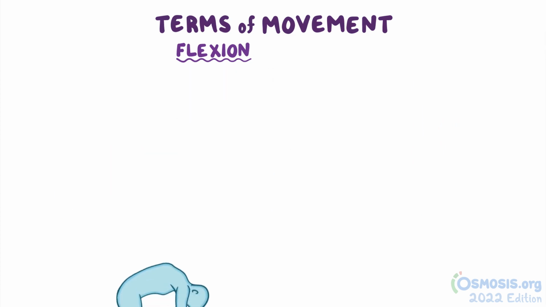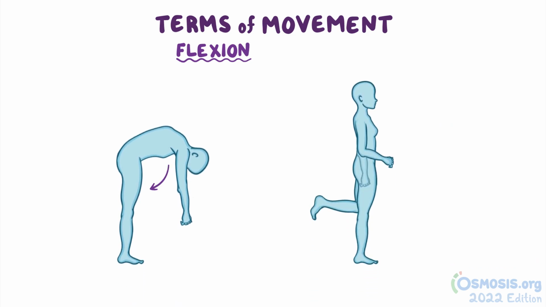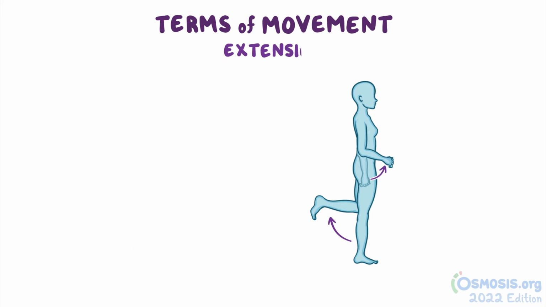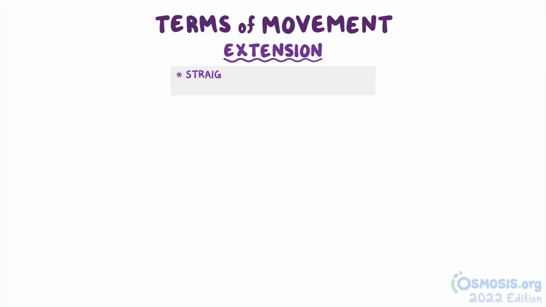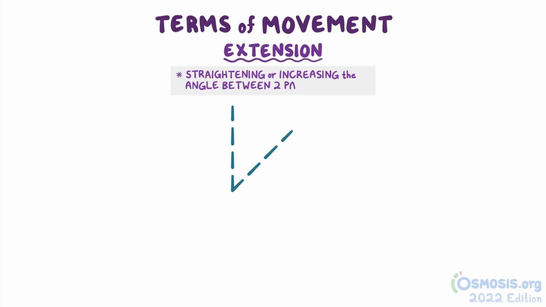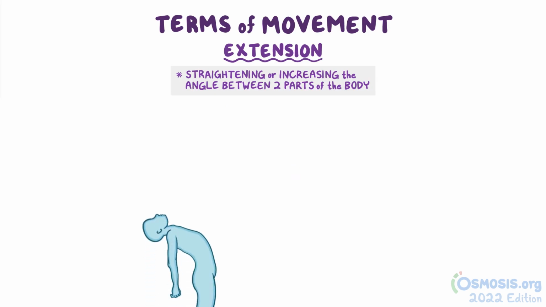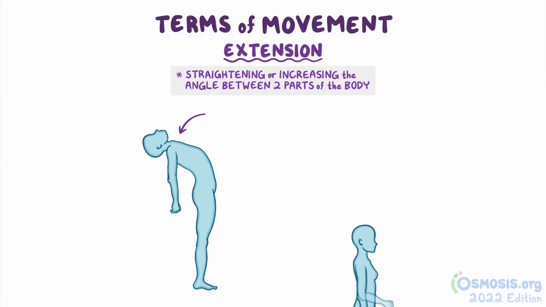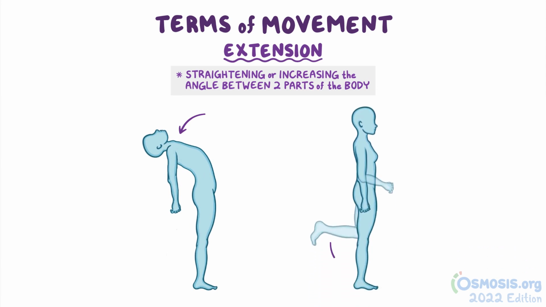Some examples of flexion include bending your trunk forward, as well as bending your elbow or knee. The opposite movement is extension, indicating straightening or increasing the angle between 2 parts of the body, bringing them farther away from each other. Using the same examples, extension includes bringing your trunk backwards or posteriorly, as well as straightening your knee or elbow back to anatomical position.